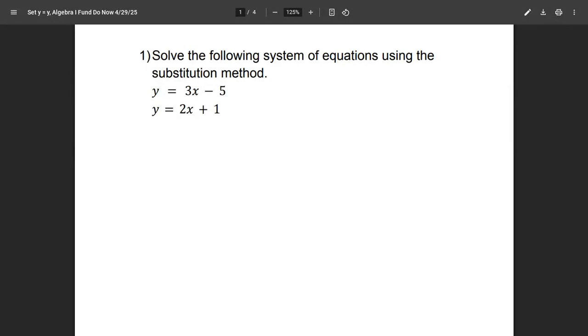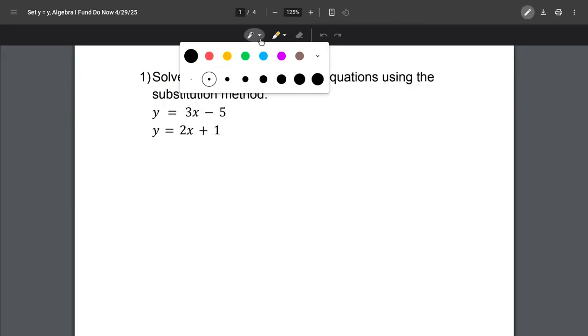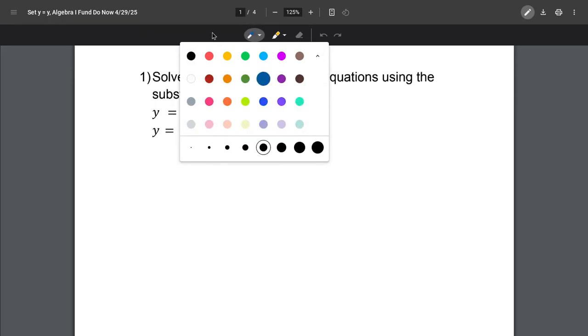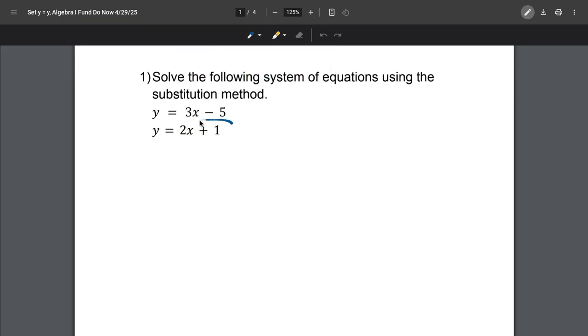In this video, we're going to go through a do now I had for my Algebra 1 fundamentals, where they're using the substitution method, setting y equal to y to solve the system of equations. So since both of these equations equal y, we can take one of these and substitute it in for the other y. So what I could do here is take this value here and substitute it in for y here. So what I can do is say 2x plus 1 equals 3x minus 5.